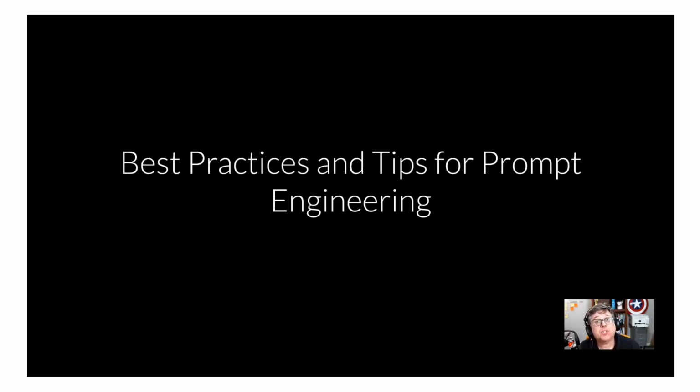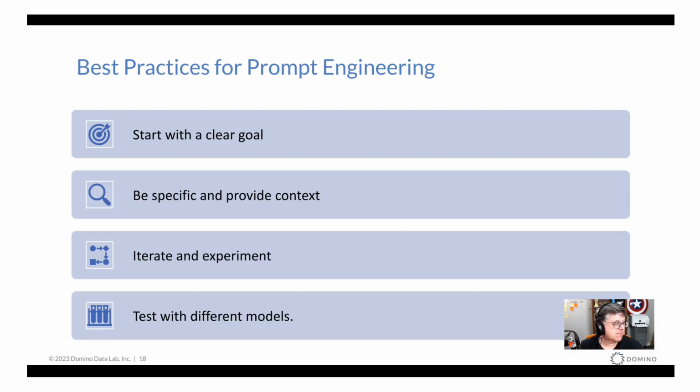Now that we've focused on the structure and seen a couple of examples, it's time to look at some best practices and dig a little deeper into some tips for prompt engineering. So we always want to start with a clear goal in mind. As we've seen, we have some tricks we've already learned to be specific and provide context. And as always, we want to iterate and experiment, and then we can also test with different models because different prompts can behave differently in different models. Let's see some specific examples of this in ChatGPT.